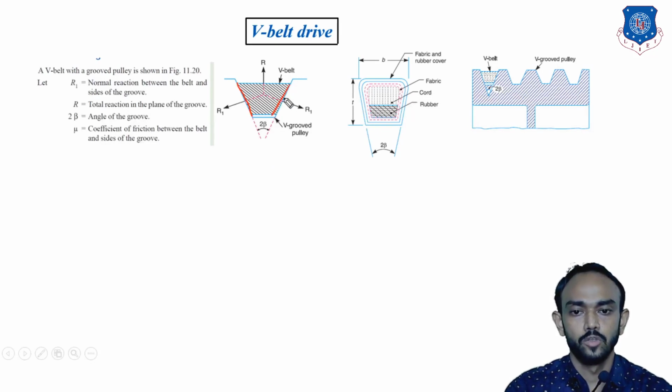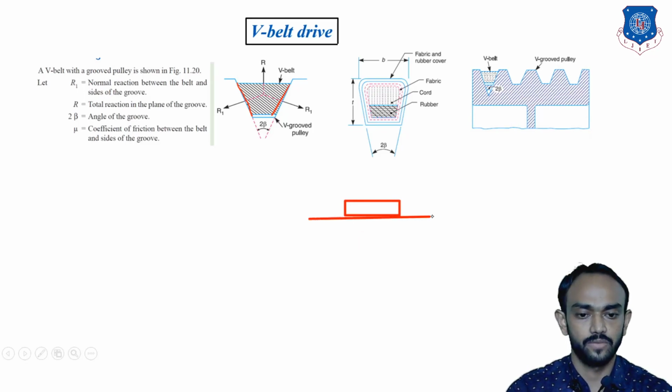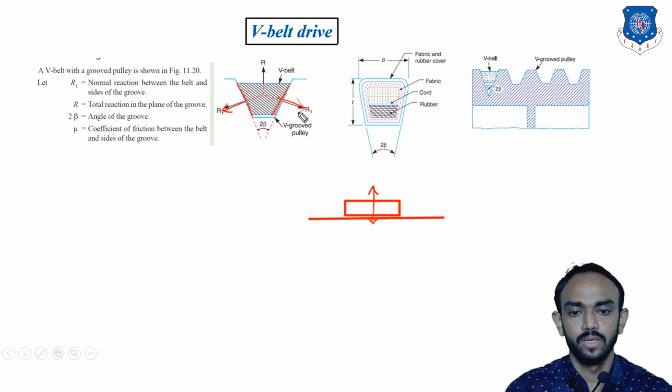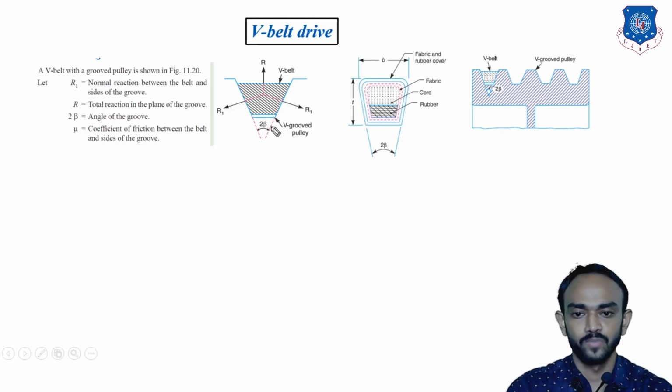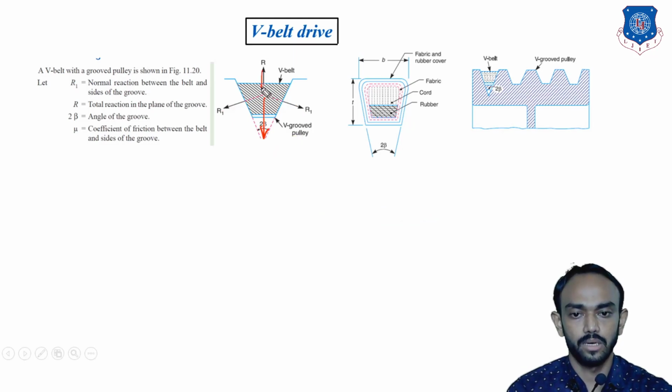So the total, in the flat belt, we have seen this: on the surface of the pulley, the total force and the reaction in this direction. But here, because two surfaces are there, on the pulley there are two reactions, which you can see in the figure. We have to take the component of these two reactions R1 to compare with the total reaction R in the vertical direction.